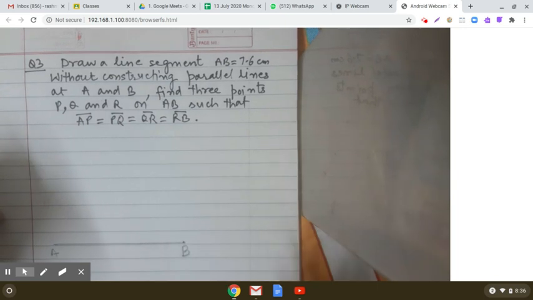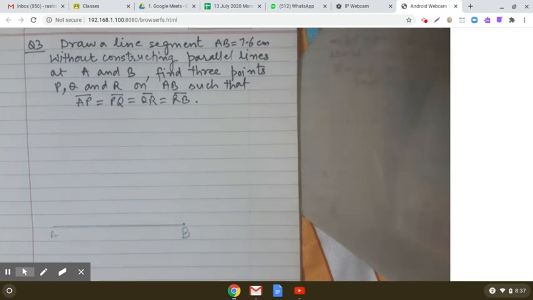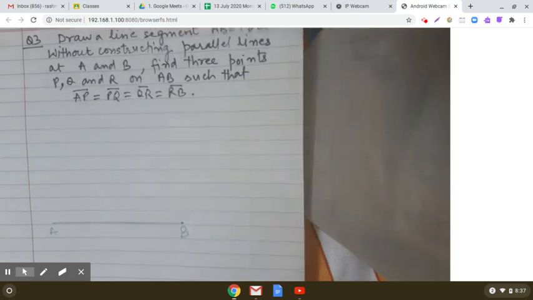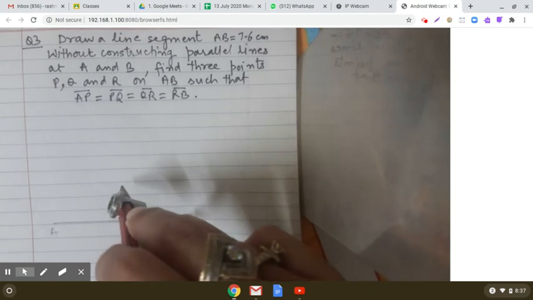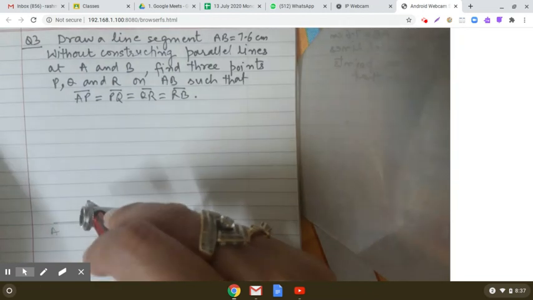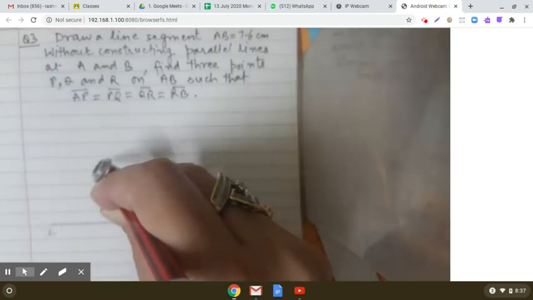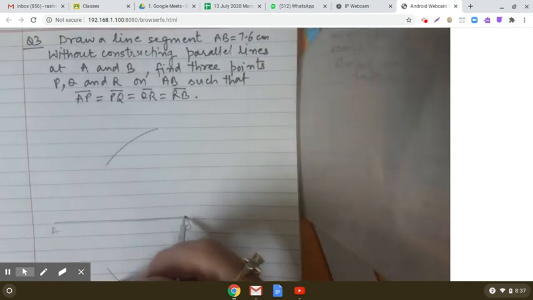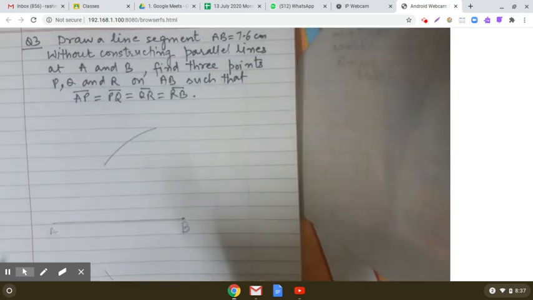equals 7.6 centimeters. Now you know how to draw the perpendicular bisector of AB? Yes, good. So when we draw the perpendicular bisector of AB, let us open the radius of the compass more than half of AB and draw two arcs, one on the above side of AB and one on the lower side of AB.